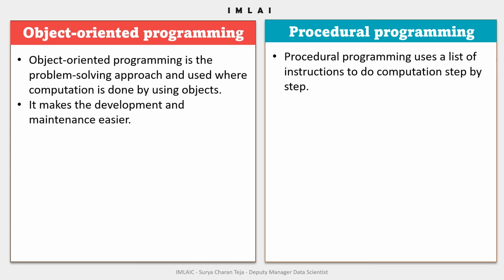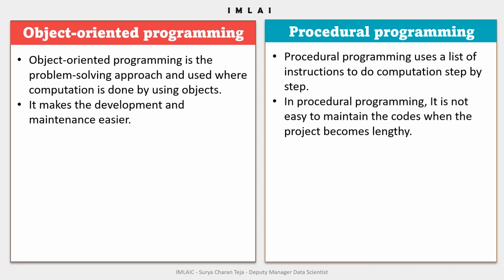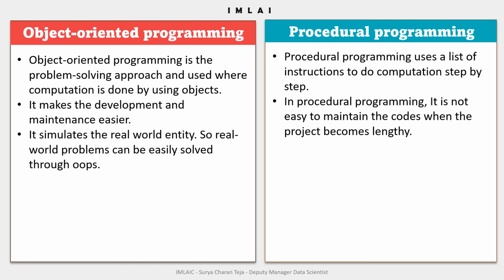Object oriented programming makes development and maintenance much easier. That is the most wonderful advantage of object oriented programming. Whereas in procedural programming, it is not easy to maintain the code, because when the project becomes lengthy, if it is a big project, then you have to write a huge amount of code in a single file. It will become very difficult to handle in that case.